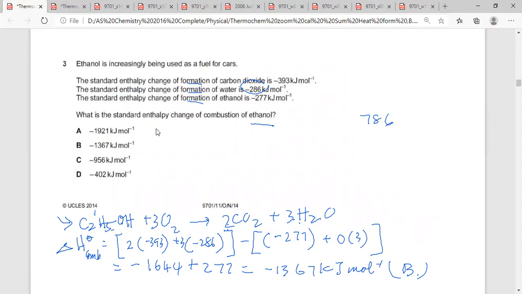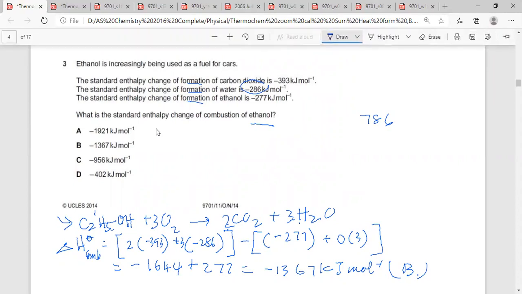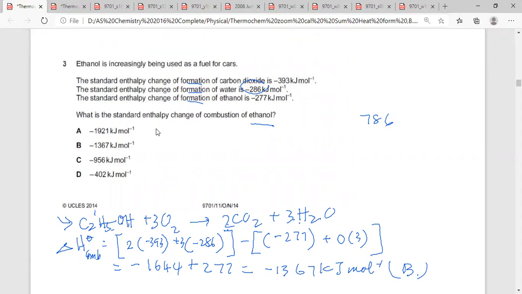Did I make a mistake? Oh, I made a mistake. Sorry, 3 water. Oh yeah, correct. So see, I also can make mistakes, right? 2 times carbon monoxide. Carbon dioxide is not here. Correct. My eyes are blind.